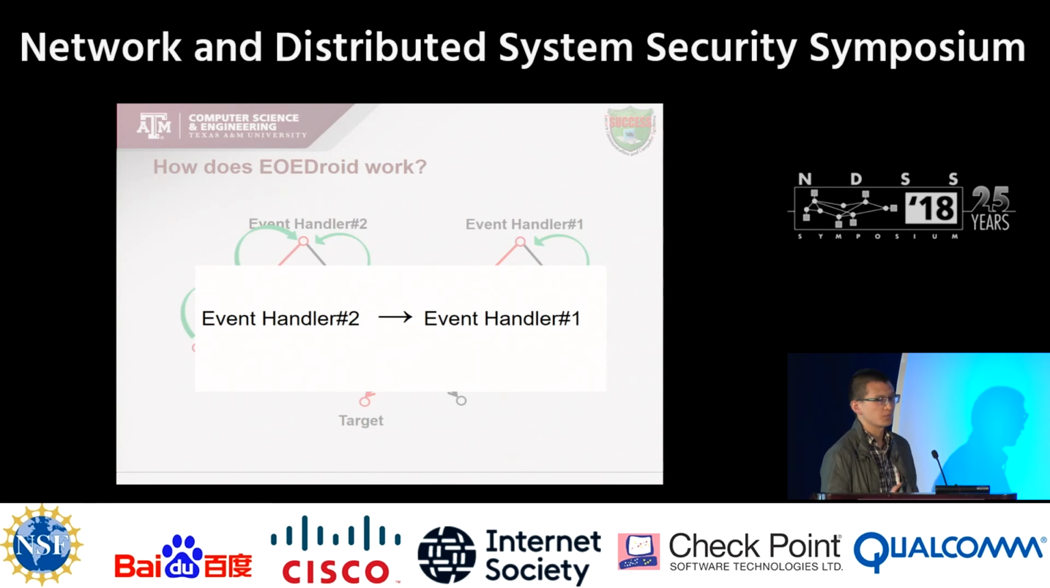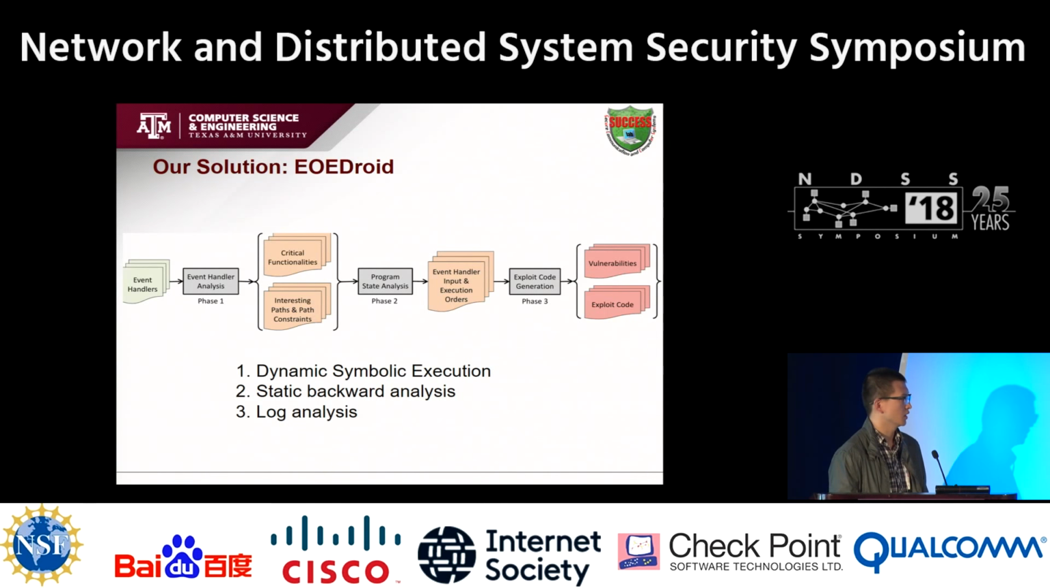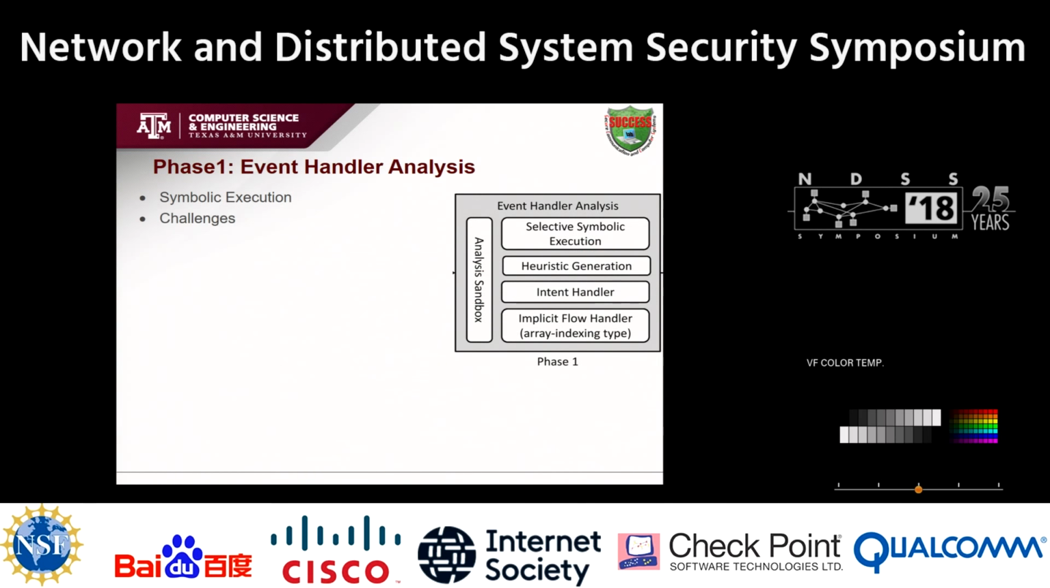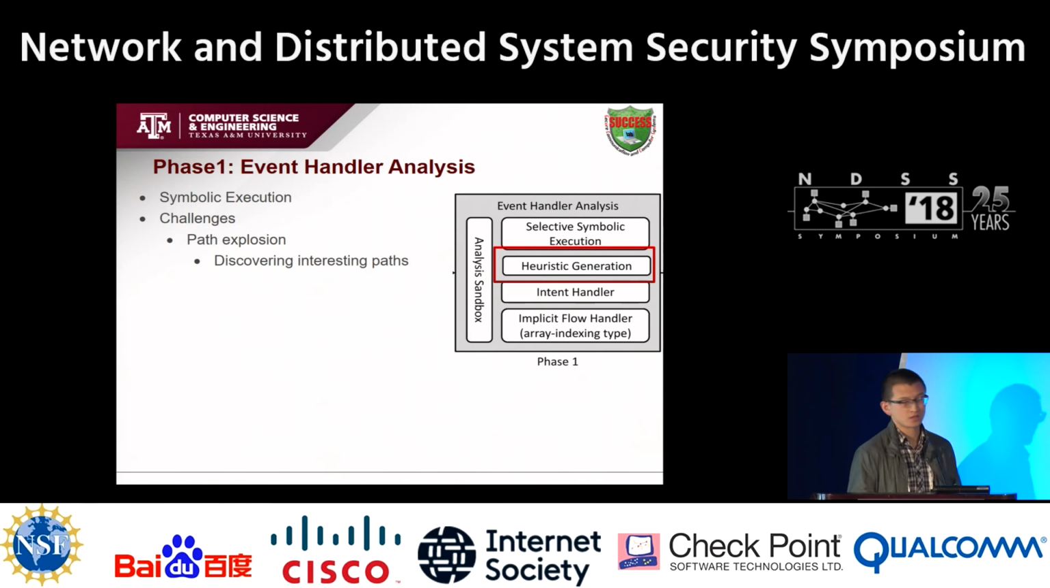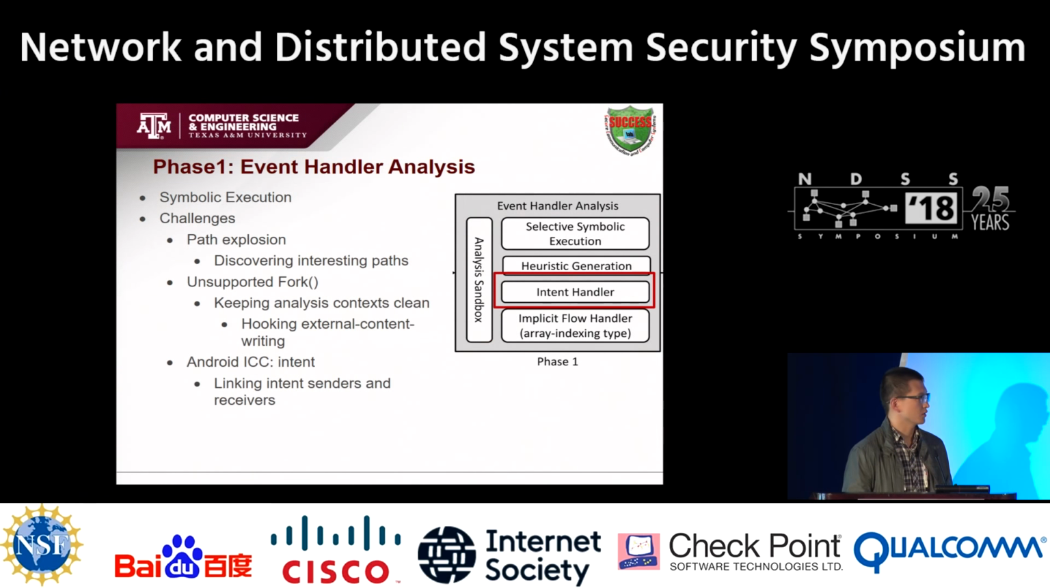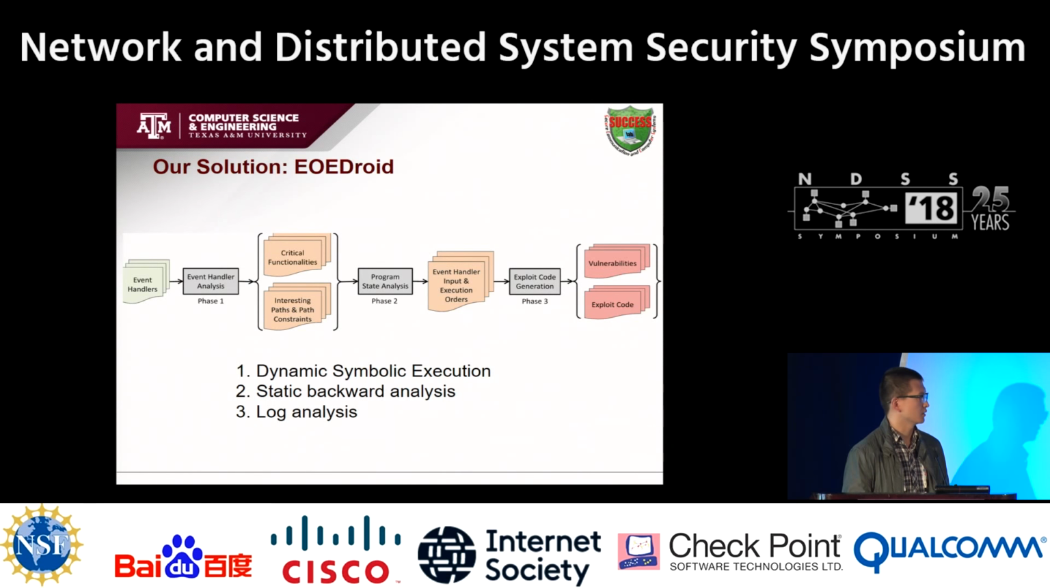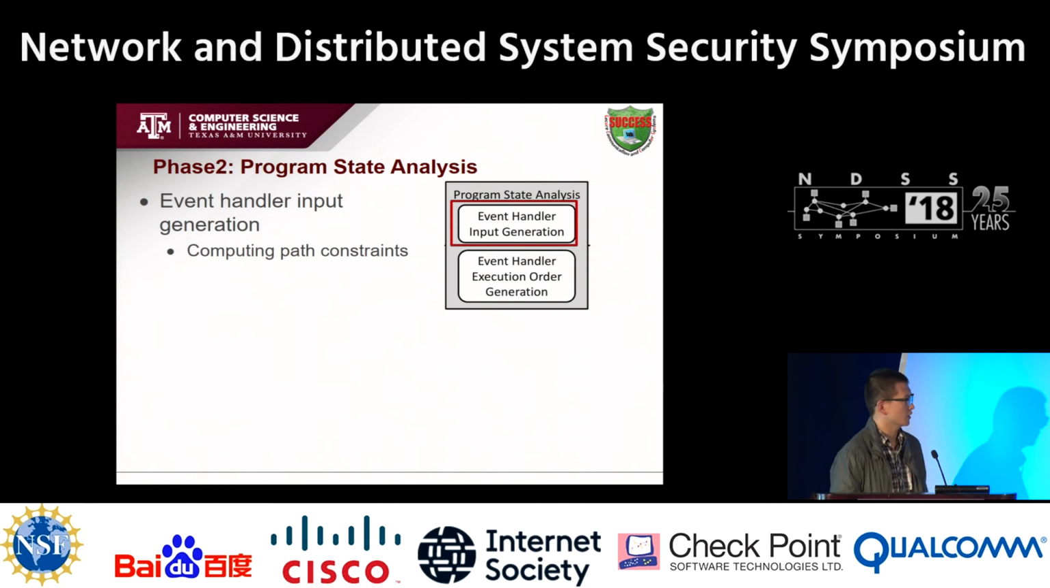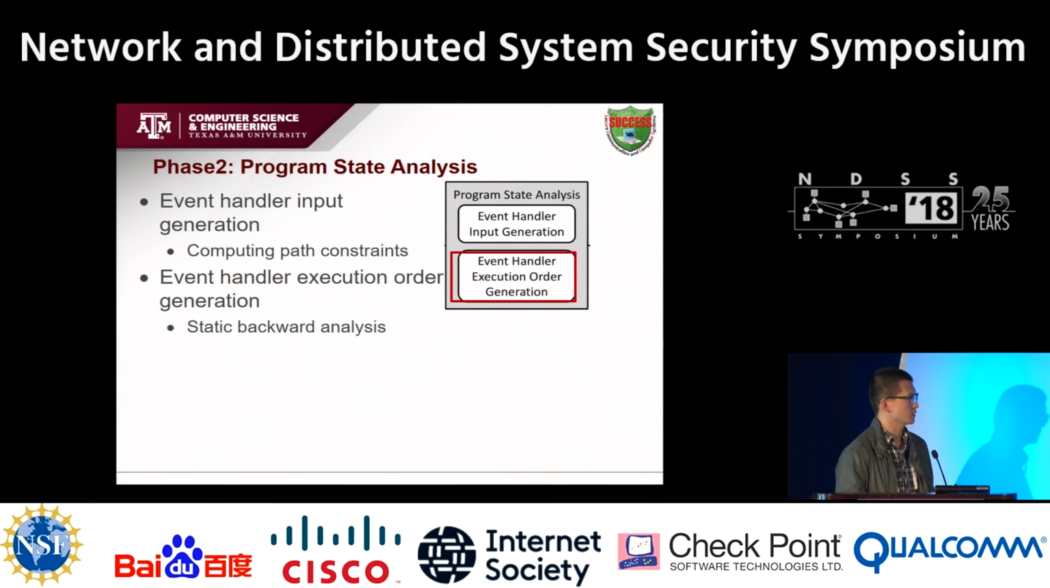And so there is an event handler dependence from the second event handler to the first event handler. And in the last stage, I will show more detail later, maybe. For the first stage, we use symbolic execution. Symbolic execution is a classic technique, but we solved many challenges and deployed it in Android applications. Maybe because of time limitation, we can quickly pass it. And in the second stage, we compute the path constraints and generate the execution order.